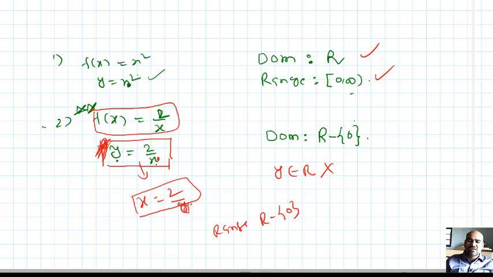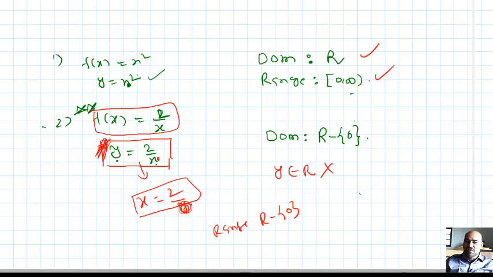Except 0, anything you can take as y. Instead of y you can't take 0, but except that, anything you can take. That is, the range is nothing but R minus {0}.